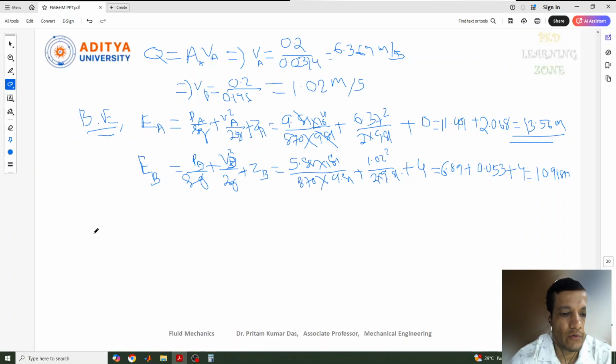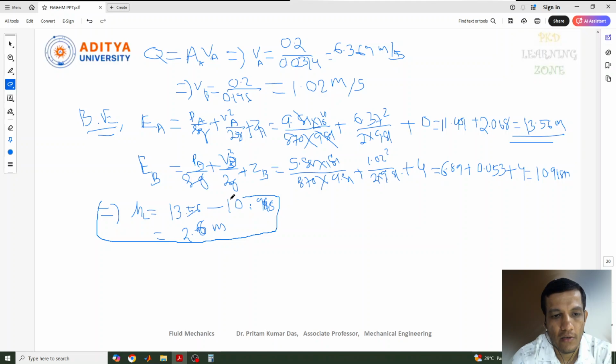Now we have these two values. We put them in the Bernoulli's equation. Head loss HL equals 13.56 minus 10.948, so we get something like 2.6. That is the head loss. This is the final answer for the head loss.